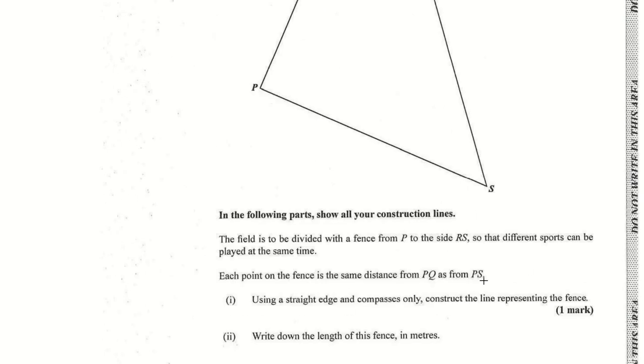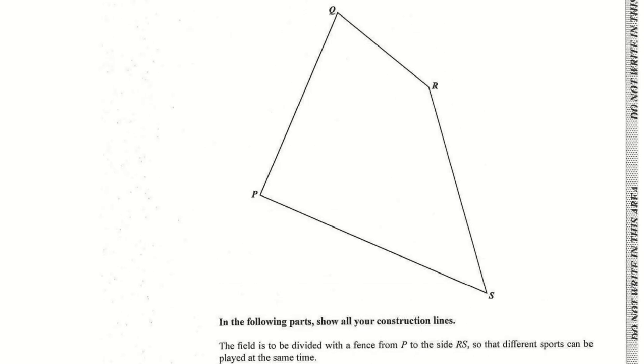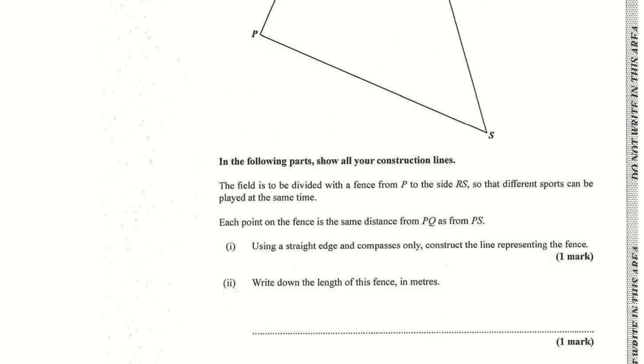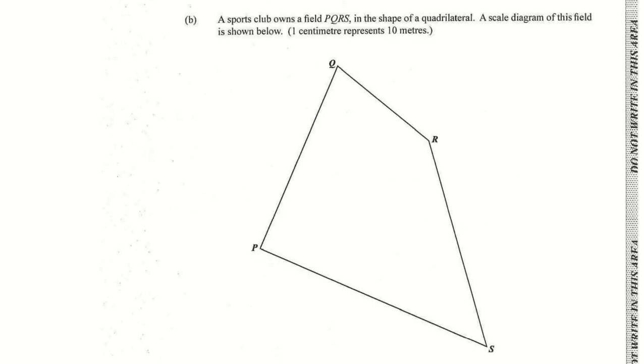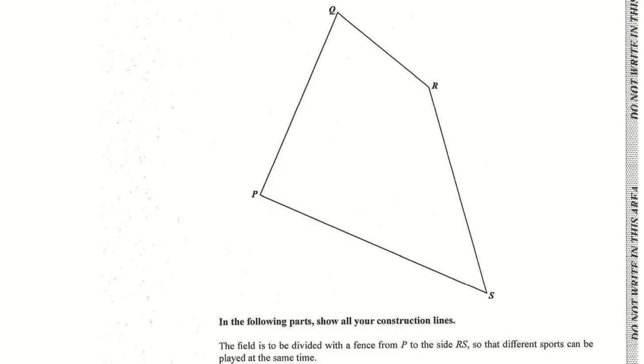Then they said that each point in the fence is the same distance from PQ as from PS. So what this basically means is we're going to find the bisector of the angle that forms with QPS. So the first thing that you do is you take your compass, and when you are drawing these lines, let's make it a black line, you just need to know that you're opening up your compass at least more than half the line.